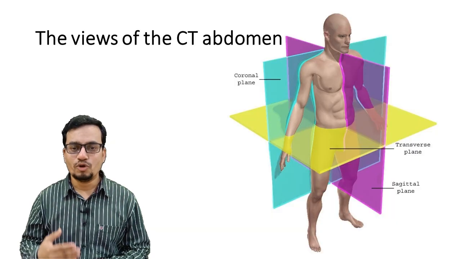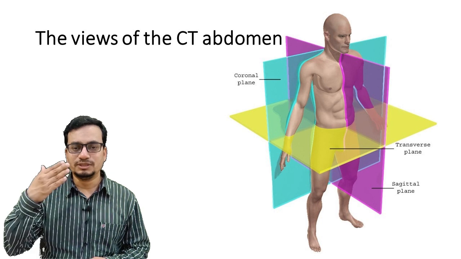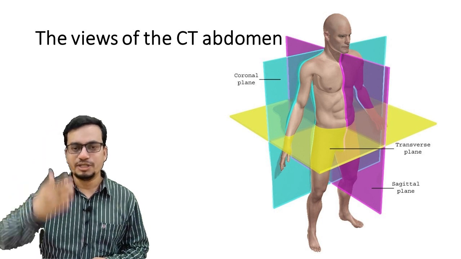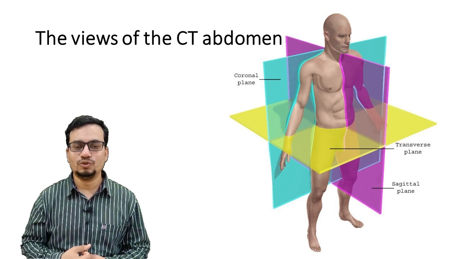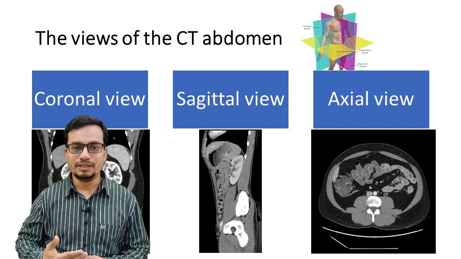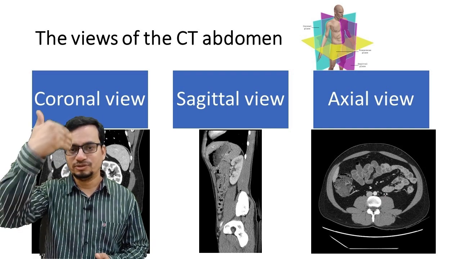So there are two important CT planes through which we can look at the abdomen. Transversely, so this is your axial transverse plane, and the longitudinal plane. So these are two planes through which you can look at the abdomen. Further, in the longitudinal plane, there are two views, the coronal view and the sagittal view.